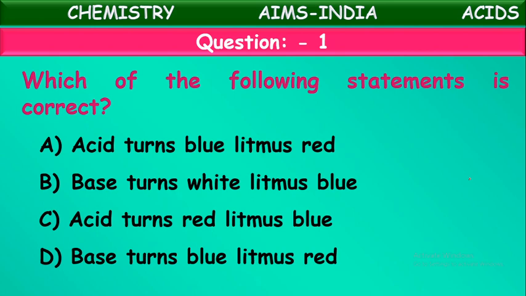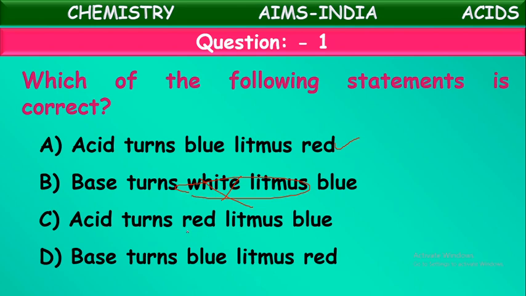So out of these, which statement is correct about litmus action towards acid and base, children? Check it one by one. Acid turns blue litmus red. Yes. Blue litmus paper when dipped into acid solution, immediately its color changes to red color. So the first statement is correct. Let us check the remaining also. Base turns white litmus blue. So white litmus itself is not available. Litmus is available only in two colors to us. So it is wrong.